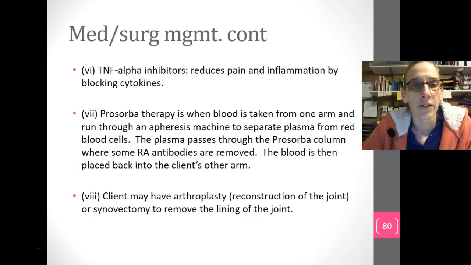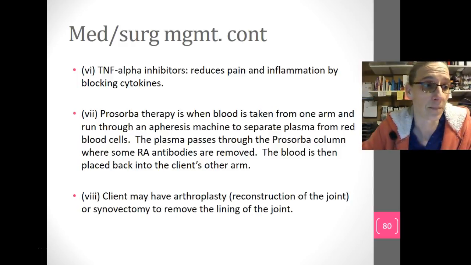All right, you've got your TNF alpha inhibitors that reduce pain and inflammation by blocking cytokines. They suppress the immune system. They're often given with methotrexate, and TNF alpha inhibitors are things like your Humira and Enbrel. Prosorba therapy is when blood is taken from one arm, run through a pheresis machine to separate the plasma from the red blood cells. Plasma passes through the Prosorba column where some of the RA antibodies are removed, and then the blood is placed back into the client's other arm. It's a very interesting process that they can do. Client may have an arthroplasty or reconstruction of the joint or a synovectomy to remove the lining of the joint.